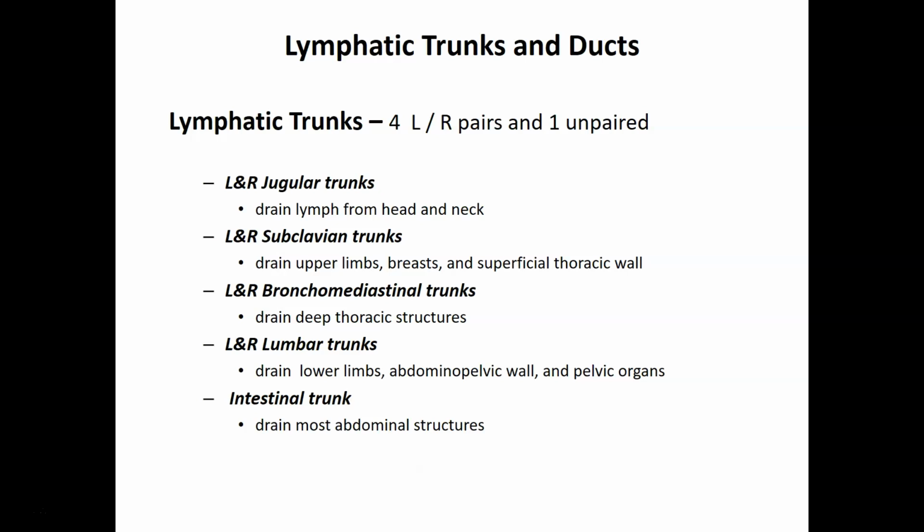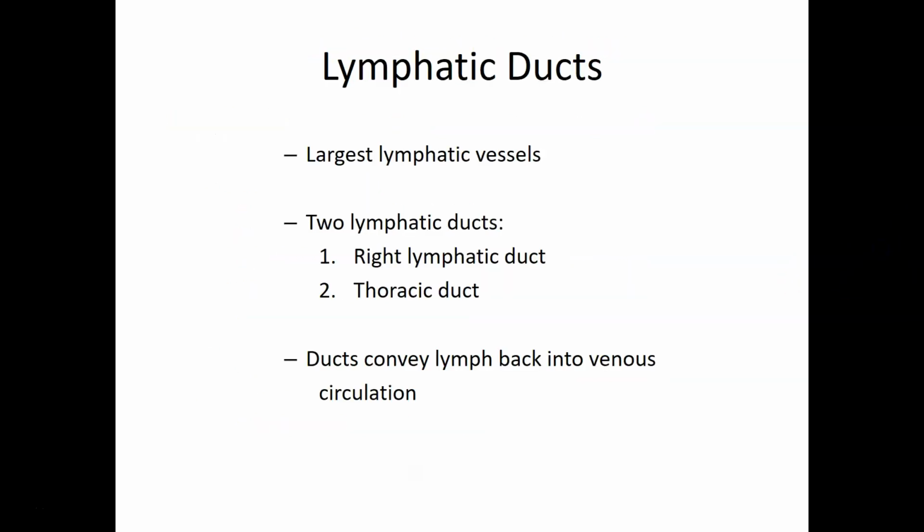There are left and right lumbar trunks. These are draining lymph from the legs, from the wall of the abdomen and the pelvis, and from the pelvic organs, reproductive organs, and rectum. And finally, the unpaired lymphatic trunk is the intestinal trunk, and this is draining lymph from most of the organs in the abdomen. Okay?